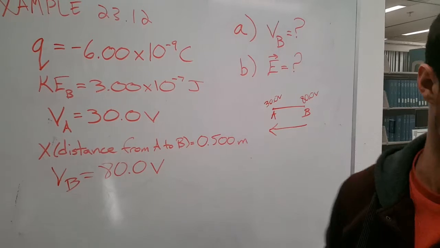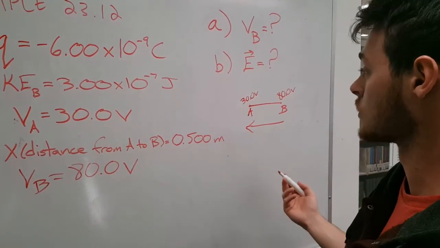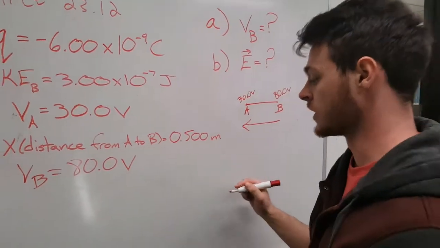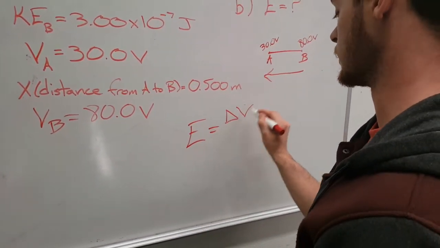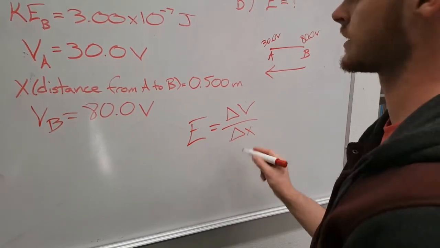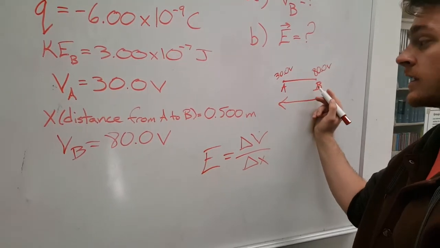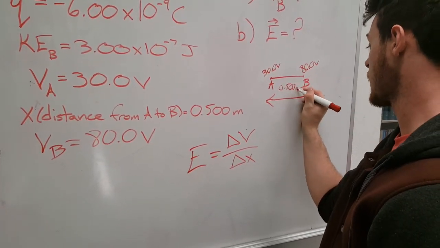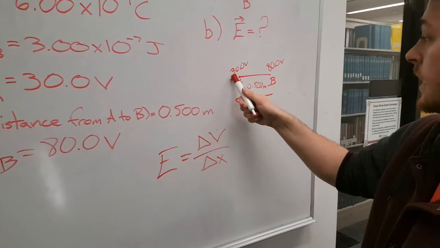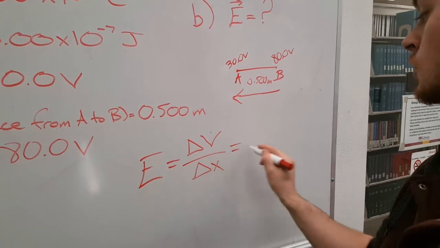Luckily, the problem states that we are operating in a uniform electric field. Because of that, we can use the equation E equals change in voltage over change in distance. As we were also given in the problem, the distance from A to B is 0.500 meters. So we know the voltage at point A, the voltage at point B, and the change in distance between them, so we can just plug it in.